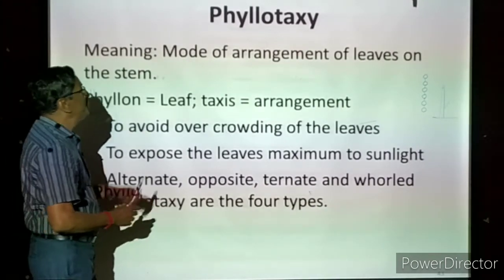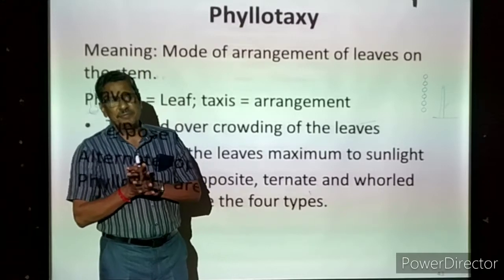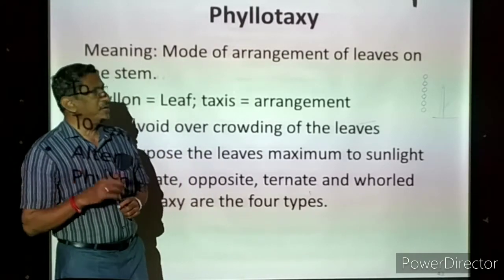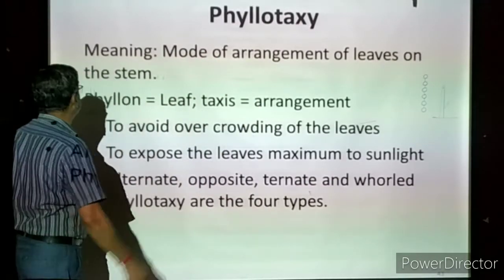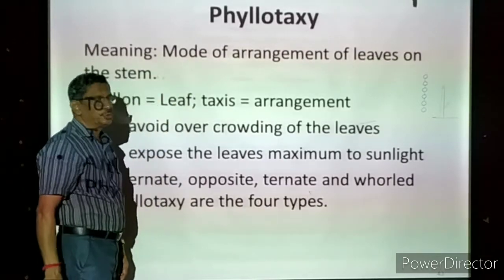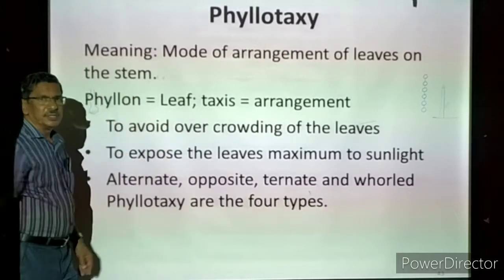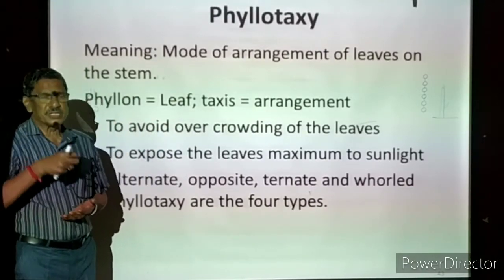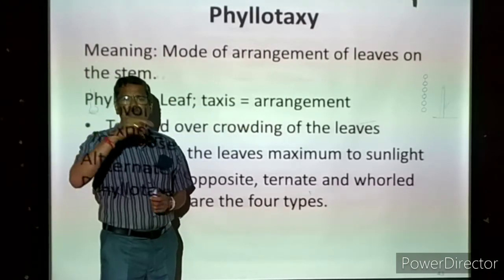Now we are coming to phyllotaxy. Now so far we have studied about the leaf. With this only one leaf, what are the parts there, what is the venation, everything. Now we are going to study about phyllotaxy. What is the meaning of phyllotaxy? Mode of, that is method of, mode of arrangement of leaves on the stem. The leaves are always arising from the stem. They are arising from the node of the stem. Now how the arrangement of leaves will be there on the stem, that we have to see.